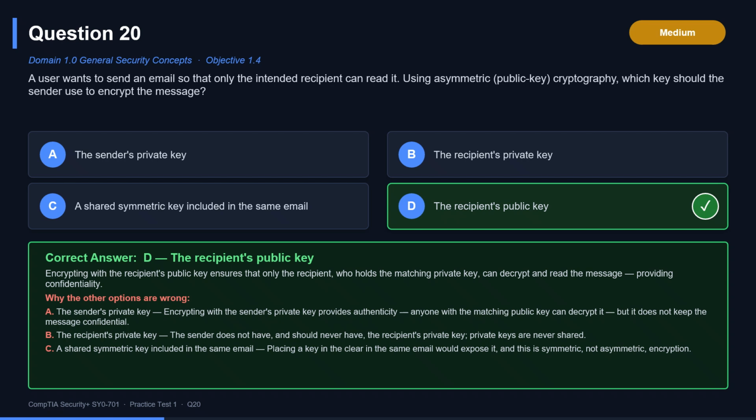The recipient's private key is incorrect. The sender does not have and should never have the recipient's private key. Private keys are never shared. A shared symmetric key included in the same email is incorrect. Placing a key in the clear in the same email would expose it, and this is symmetric, not asymmetric encryption.